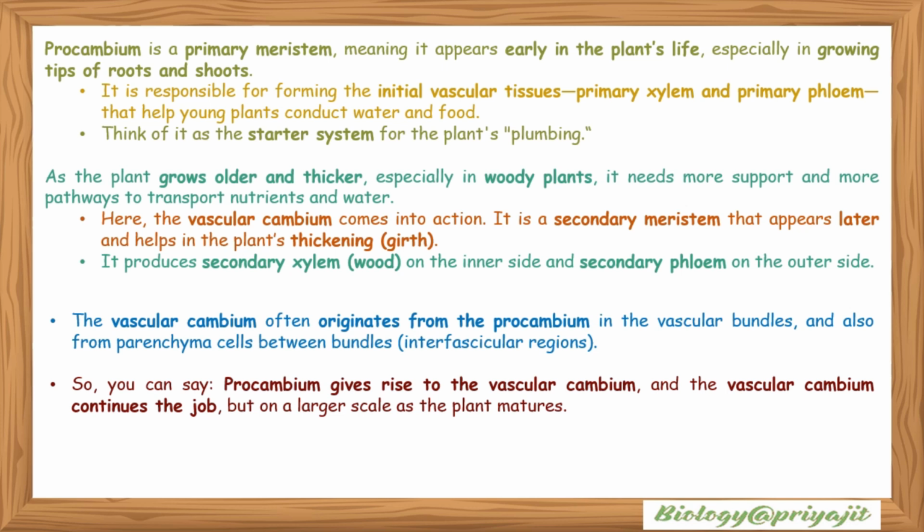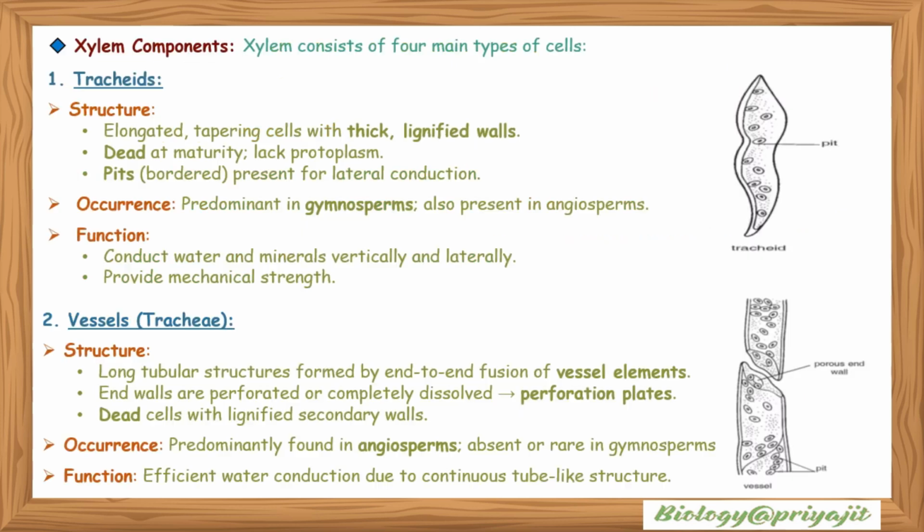As the plant grows older and thicker, especially in woody plants, it needs more support and more pathways to transport nutrients and water. Here the vascular cambium comes into action. It is a secondary meristem that appears later and helps in the plant's thickening or growth. It produces secondary xylem, or wood, on the inner side and secondary phloem on the outer side. The vascular cambium often originates from the procambium in the vascular bundle and also from the parenchyma cells between bundles, the interfascicular region. So you can say procambium gives rise to the vascular cambium, and the vascular cambium continues the job on a larger scale as the plant matures.